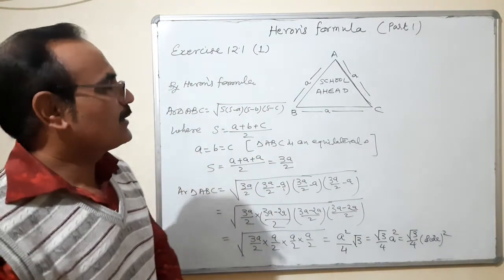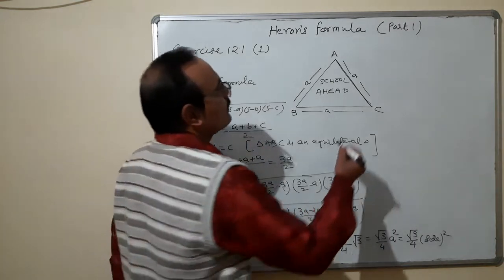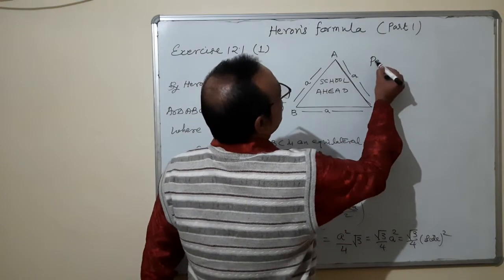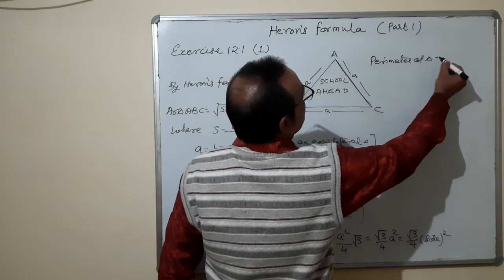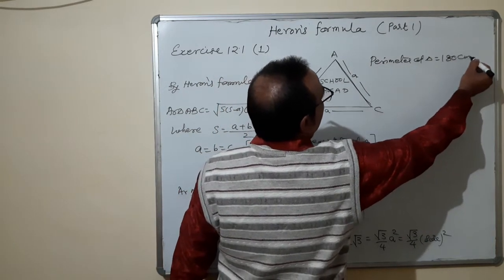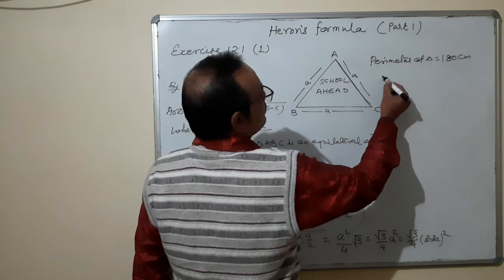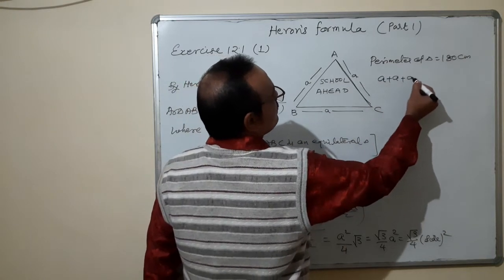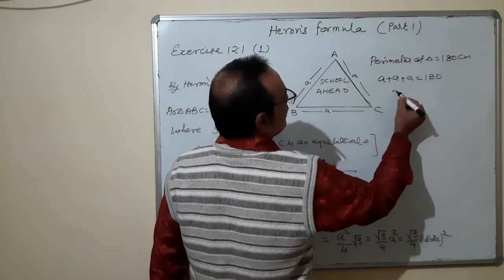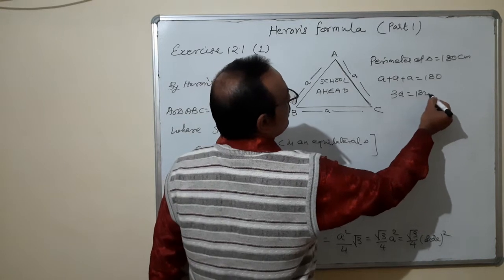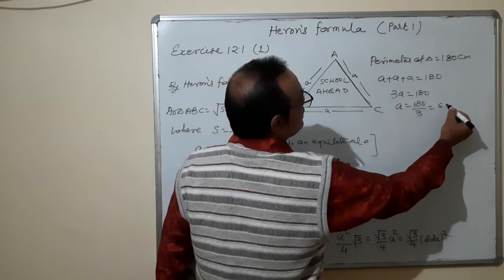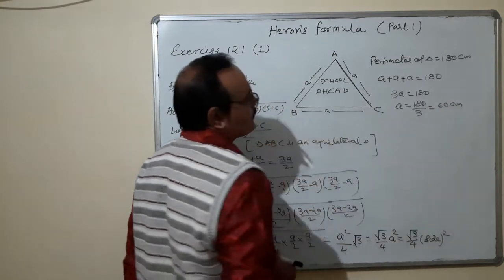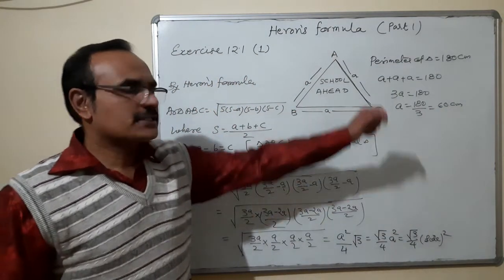Second part, it is given that the perimeter of the triangle is equal to 180 centimeter. Perimeter, that means sum of 3 sides. 3A is equal to 180. Therefore, A is equal to 180 upon 3, 60 centimeter. Okay. One side we got, 60 centimeter.